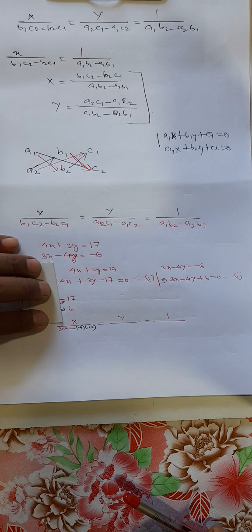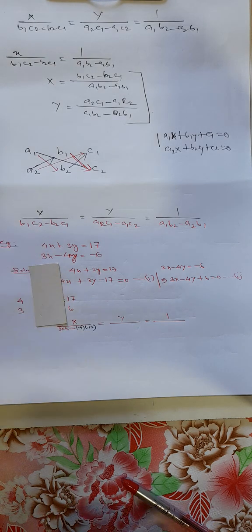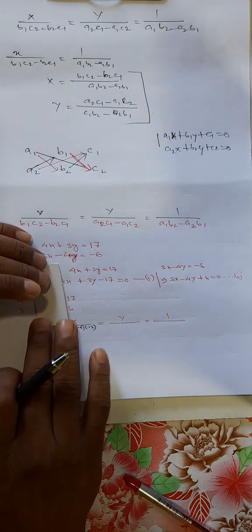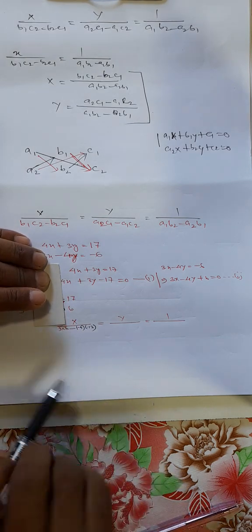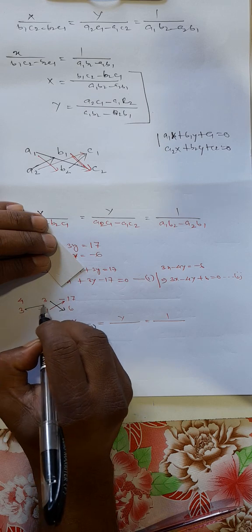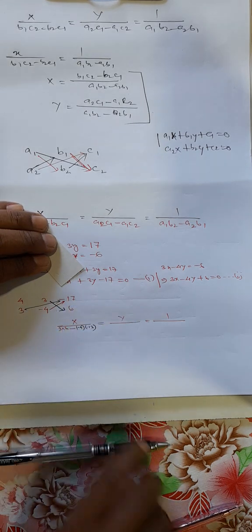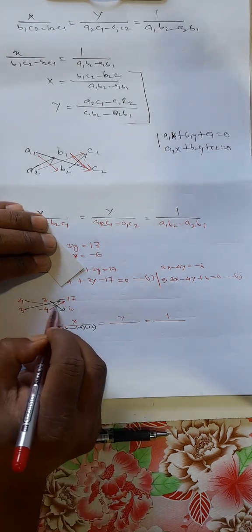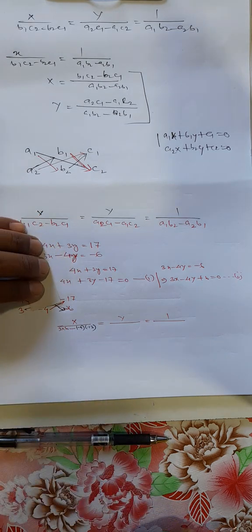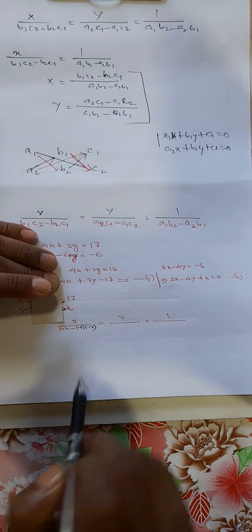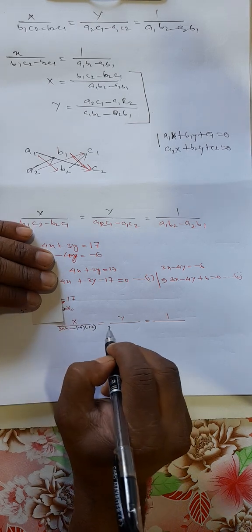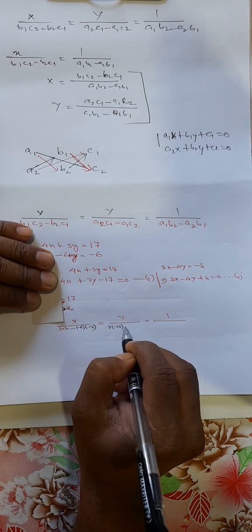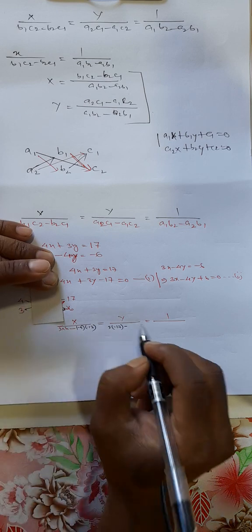Now for finding the denominator of y, you will hide the coefficients of y. Here you will start from the bottom. So the blue line indicates suppose first and the red line indicates second. You hide the coefficients of y. So you first multiply 3 into minus 17, minus 4 into 6.